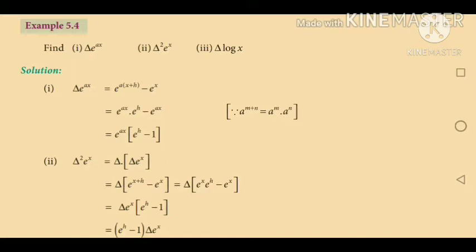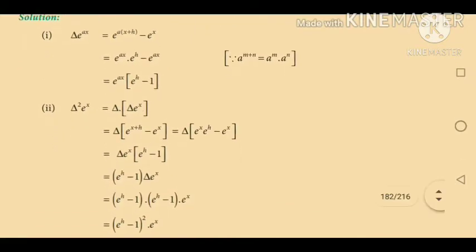A power m plus n equals a power m into a power n. Likewise, here also we apply the same thing, that is e power ax into e power ah, minus e power ax. Here take e power ax as common, we get e power ax into (e power ah minus 1). That is the answer. Then the second case, delta square e power x equals delta into delta e power x. Delta e power x is nothing but e power x plus h minus e power x.